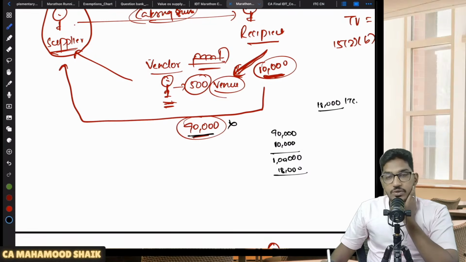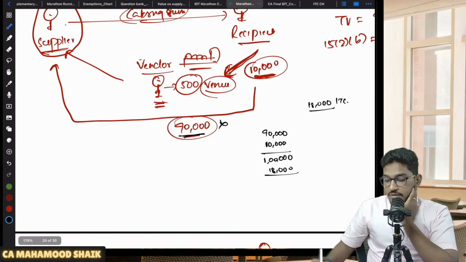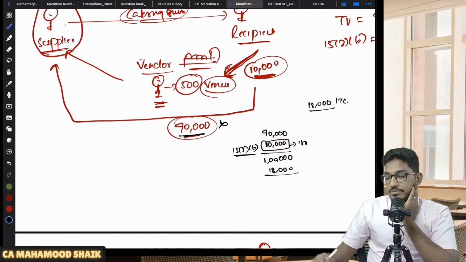ITC attributable only to 90,000 I have to reverse. Why? Because this 10,000 rupees was added under 15 subsection 2 clause B. So for this amount, payment within 180 days will not become applicable. Why? Because that amount is already paid to the third party.